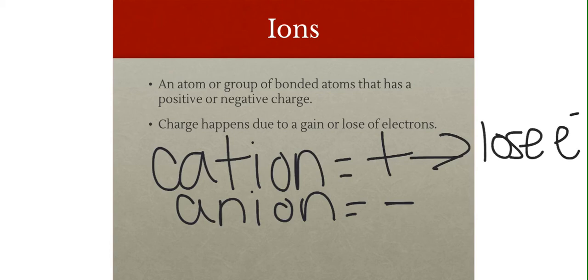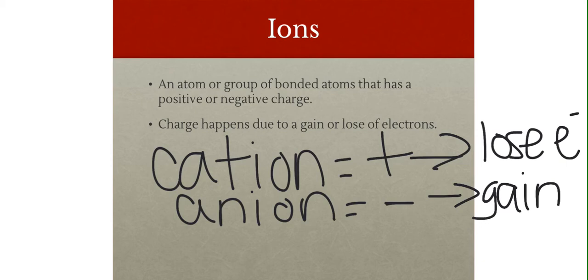Okay, so they lose electrons. Anions, on the other hand, are represented by a negative, and these gain electrons. And the reason for that is because when you lose electrons, you now have more protons than electrons in the atom. So that's why the positive sign is an indicator there.